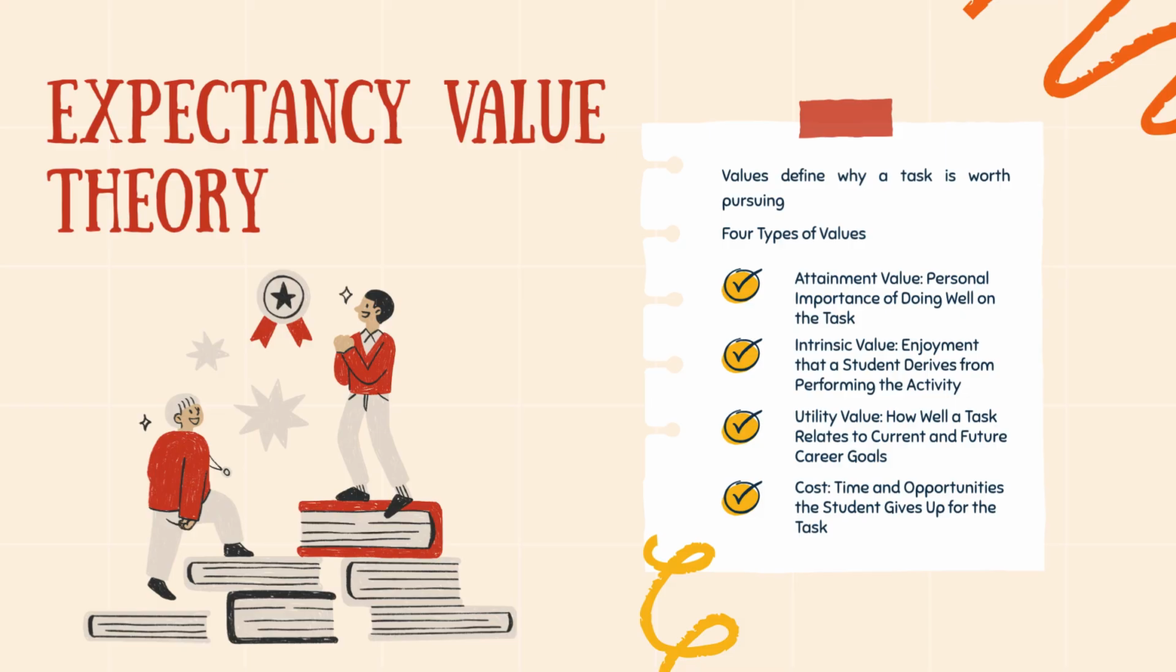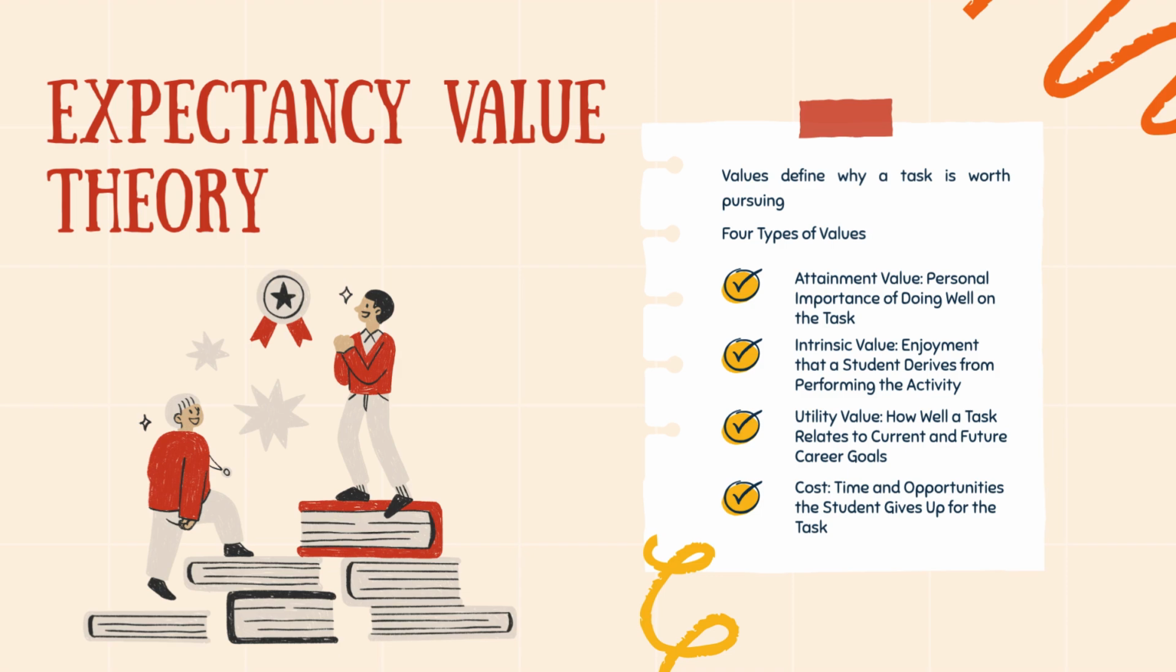So there's really 4 types of values. We have attainment values. Those are personal importance of doing tasks or doing well on a task. For example, someone with an attainment value would want to perform well in school because they feel like it's part of who they are as a person. It's tied to their identity.